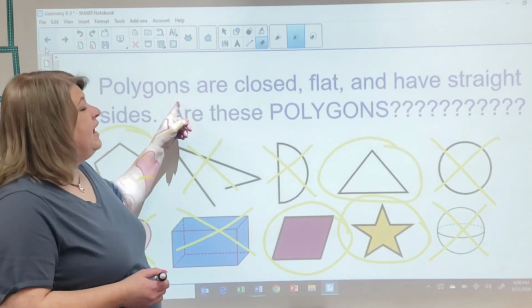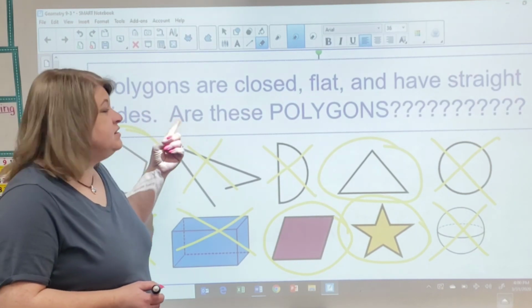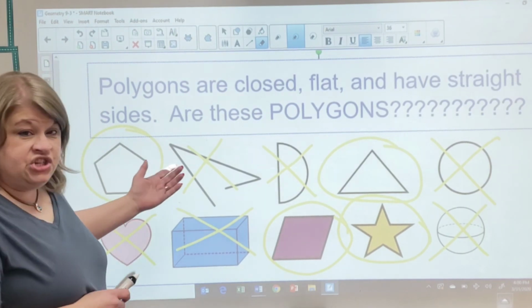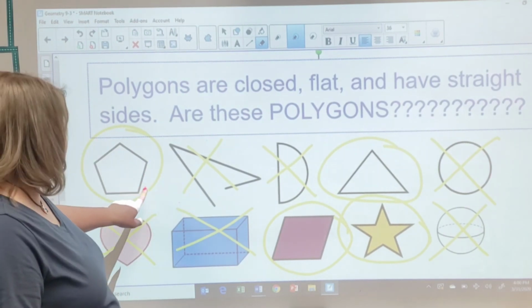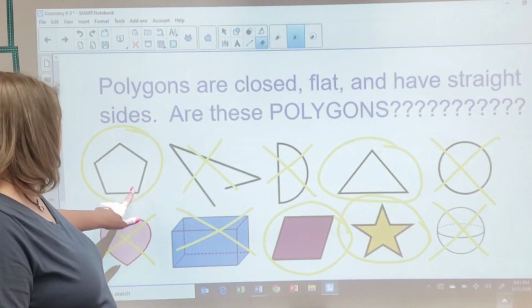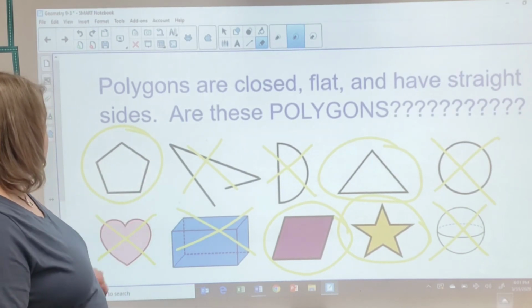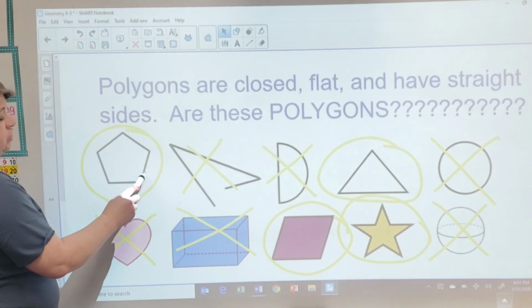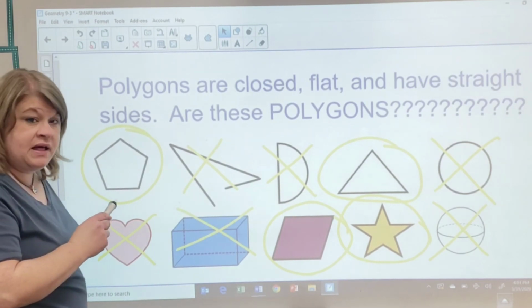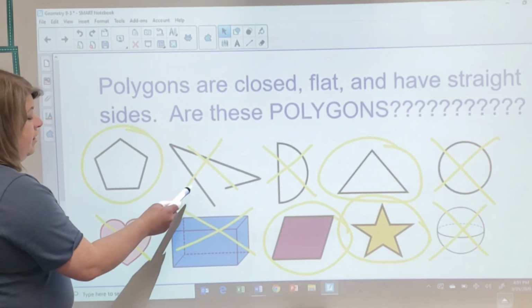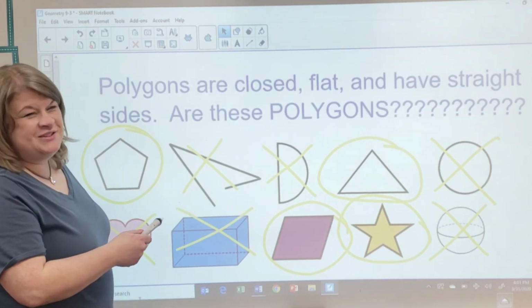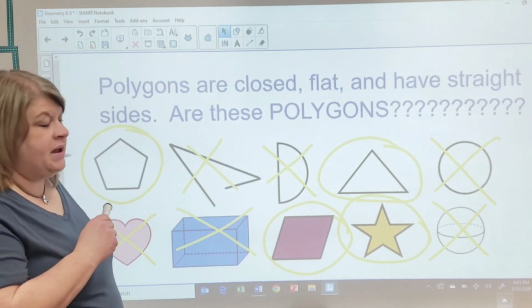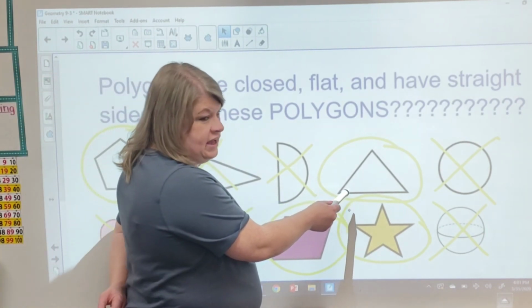We talked about polygons. We said that polygons are closed, flat, and have straight sides. We discussed yesterday how some of these are polygons and some are not. So let's look here. We said this is a polygon because it is closed, it is flat, and it has straight sides. Do you remember what this polygon's called? It's a pentagon. This isn't closed, so it is not a polygon. This has a curved side. It's not a polygon. This, yes, it is.